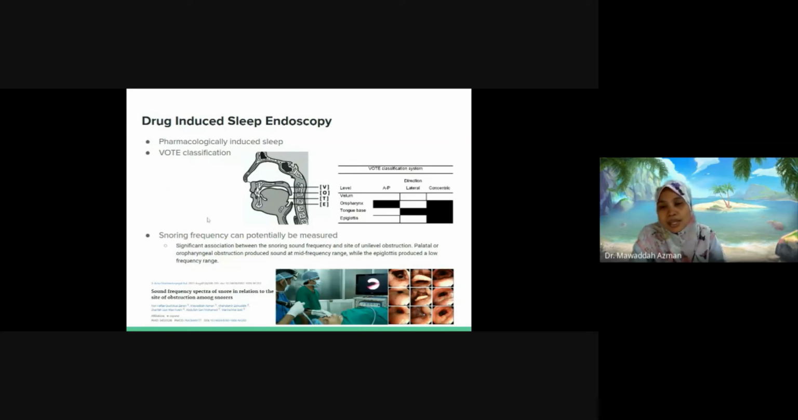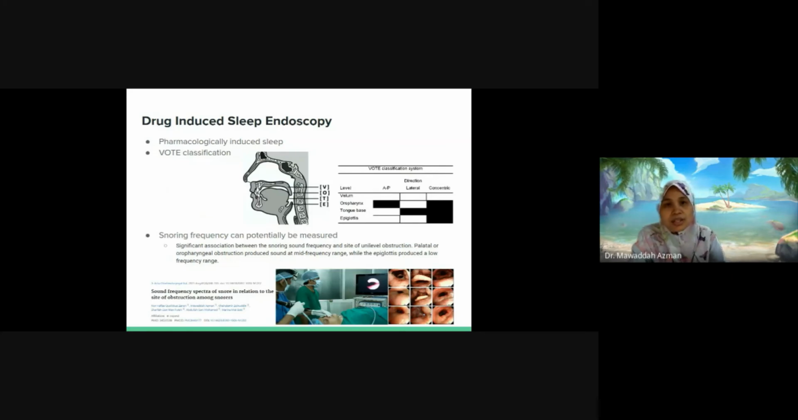We then grade the severity of obstruction that happens at different levels of the upper airway, for example at the level of the velum, oropharynx, tongue base, and epiglottis. Looking at the direction of the obstruction and the direction of collapse will give us an idea of what soft tissue reduction surgery to do, or what kind of procedure the patient needs to have this critical area of obstruction addressed.